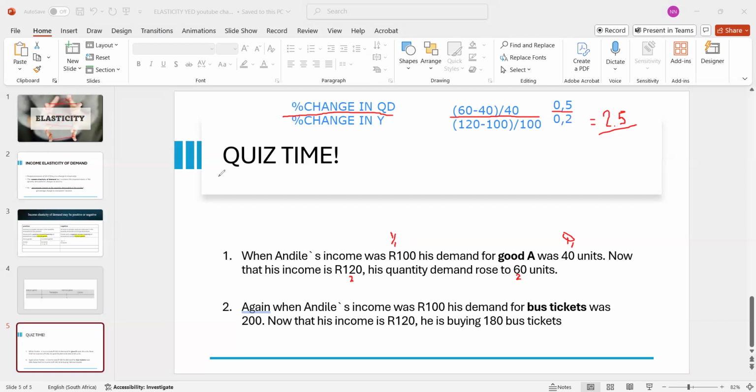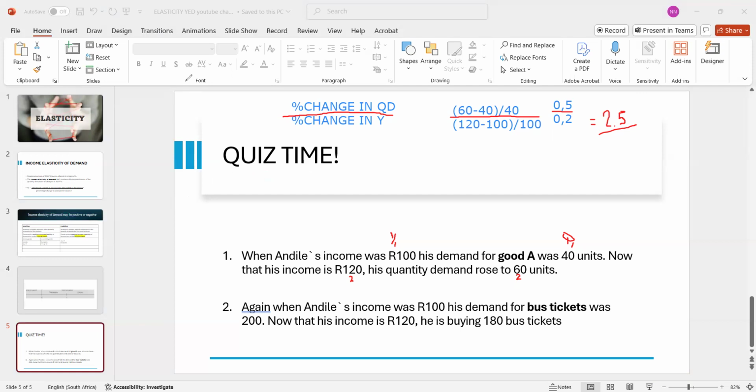Okay, let me just write the table. We'll just go back to that one. So we see we have 2.5 and 2.5 is positive. So already this is telling us that this is a normal good, right? But is it a luxury good, or is it a necessity? So 2.5 is greater than 1. So this good is a luxury good.